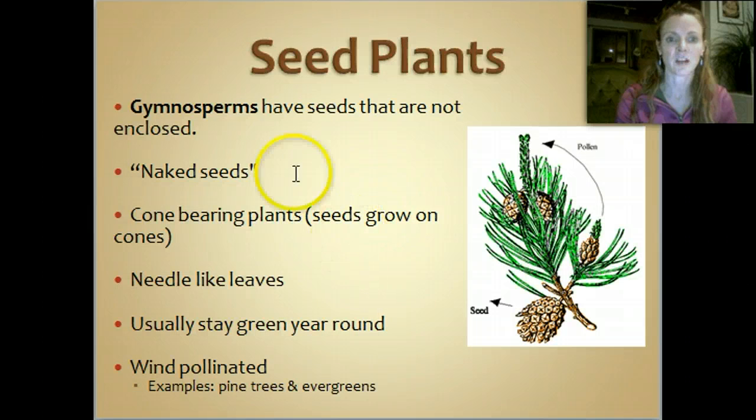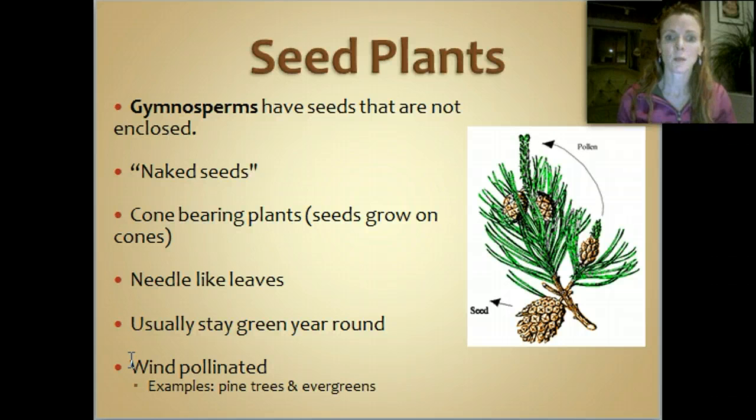So seed plants, when we talk about gymnosperms, they have seeds that are not enclosed, okay? They are naked. Ooh, naked seeds. Cone-bearing plants, which basically the seeds are growing on the cones. They have needle-like leaves, okay? And they usually stay green all year round. So we have a lot of these up in our woods, right? I live kind of up in the foothills, so we're surrounded by gymnosperms.